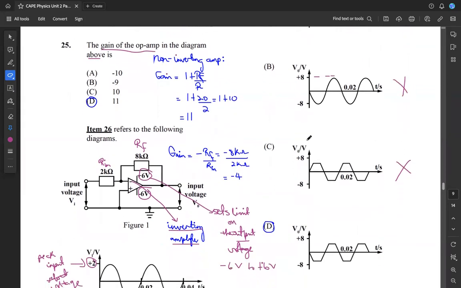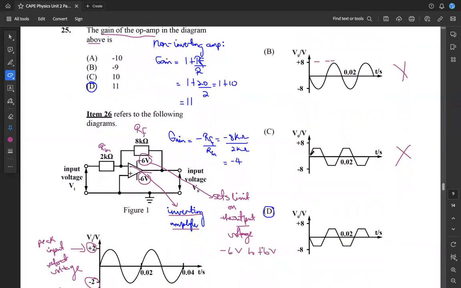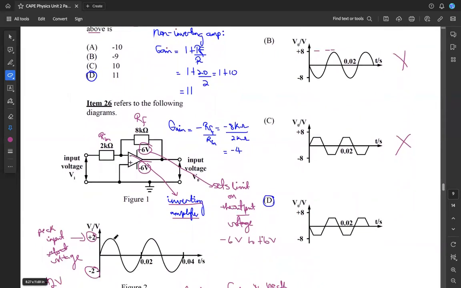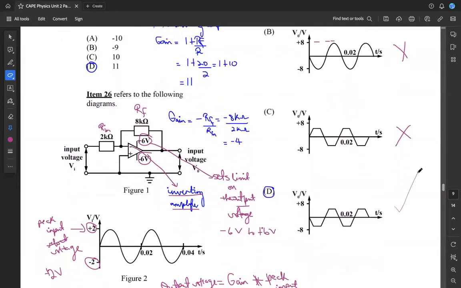So let's look at C. So what's wrong with C? Let's look at C. So C is not inverted, right? So C is the same up and down, up and down. So we cross out C. C is not the answer. So then by default, our answer has to be D.